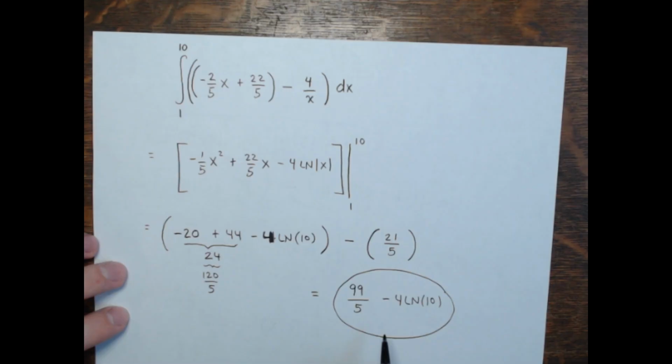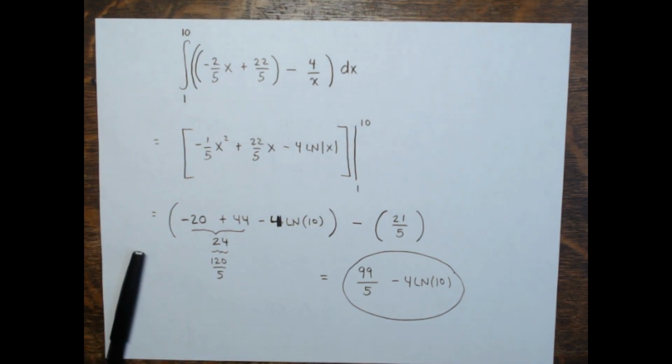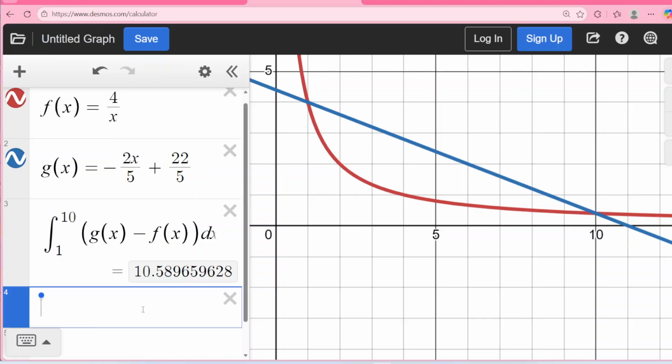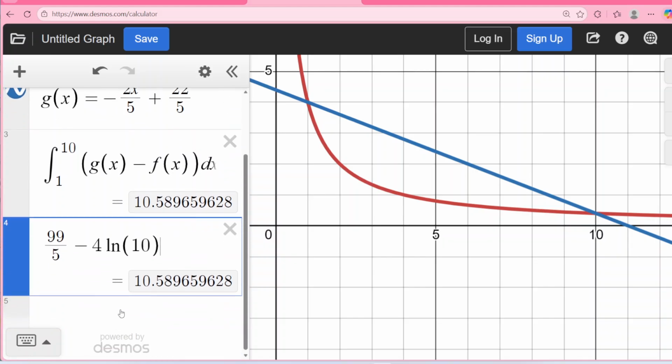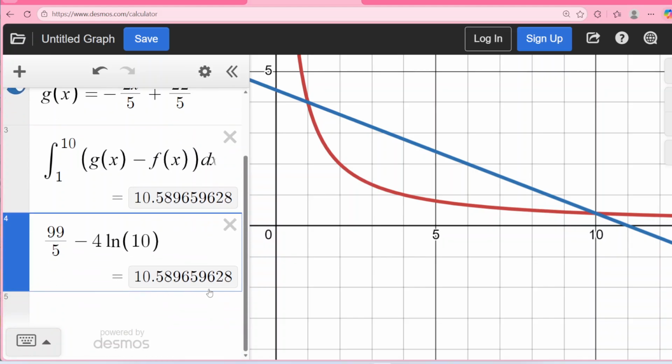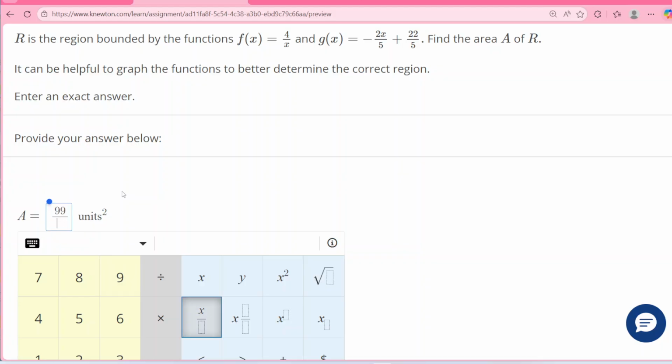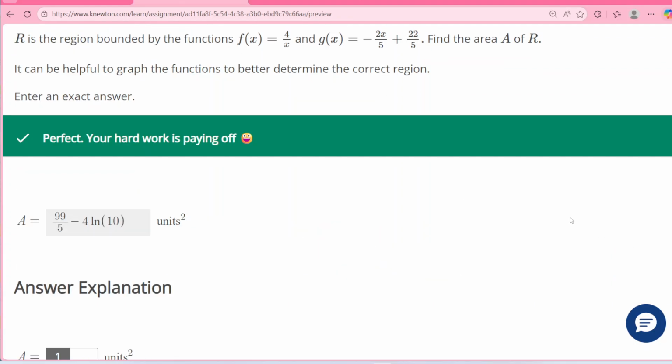Now let's double check this and make sure it has the same value as the integral I set up in Desmos. So I had 99 fifths minus 4 times the natural log of 10. And look at that, it's the same value to those 9 decimal places. So I feel pretty good about that. So again, we got 99 fifths minus 4 times the natural log of 10. Great.